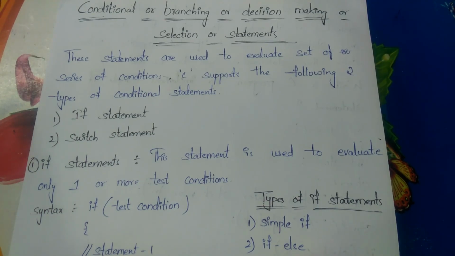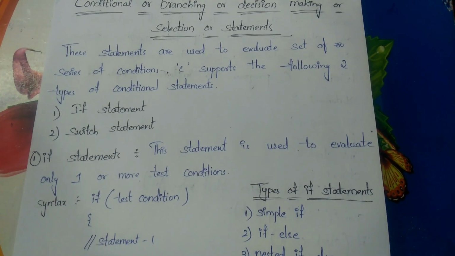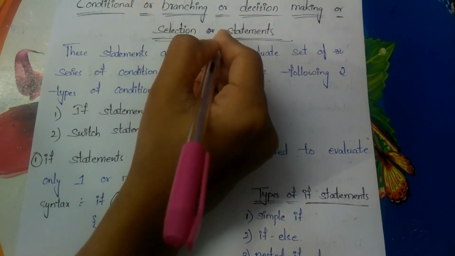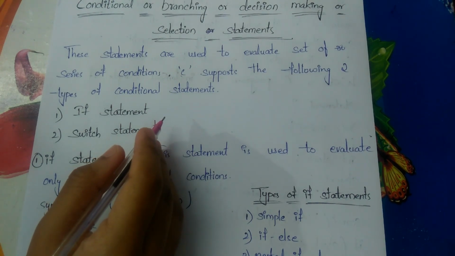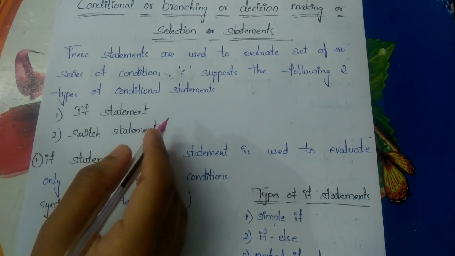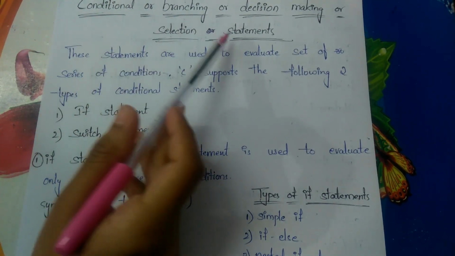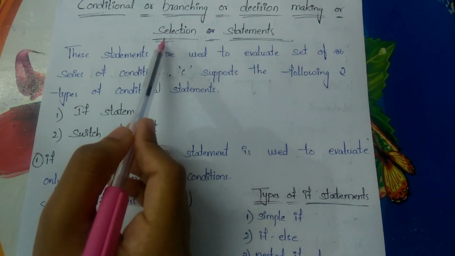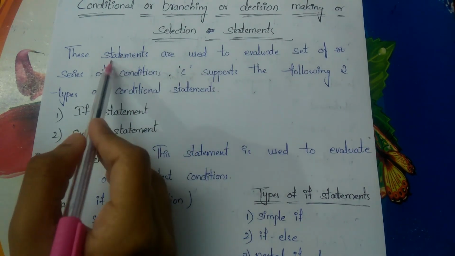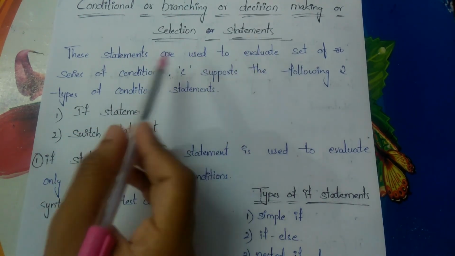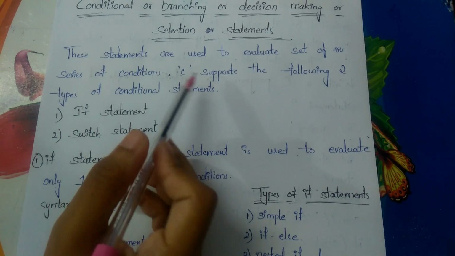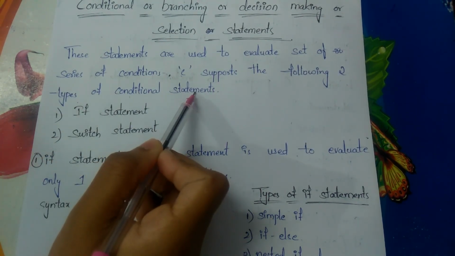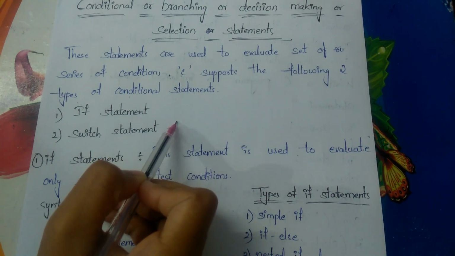Now let's see the conditional, or branching, or decision making, or selection statements. This is one of the important topics in our first unit. We can call them conditional statements, branching statements, decision making statements, or selection statements. These statements are used to evaluate a series of conditions, and C supports the following two types of conditional statements.